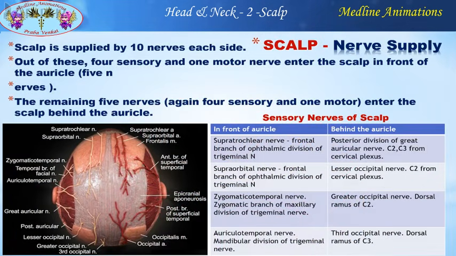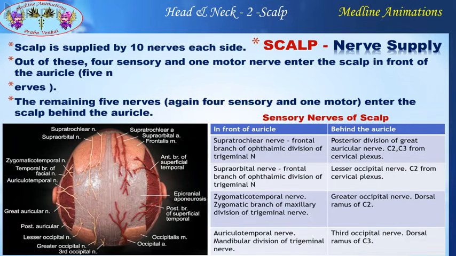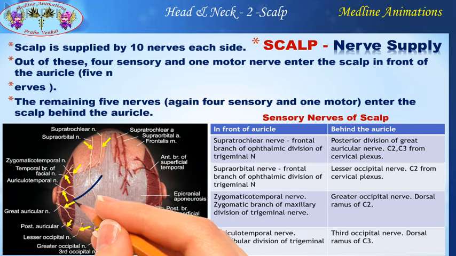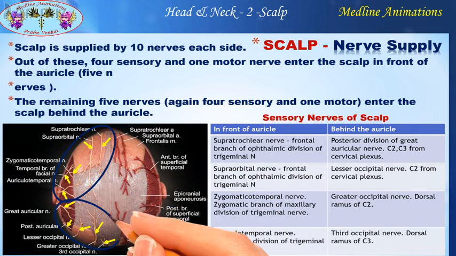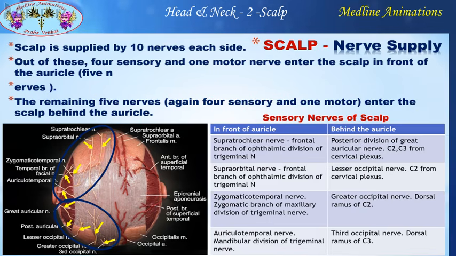Till now, we have seen about the layers of scalp along with the occipitofrontalis muscle. Next, let's discuss the nerve supply of scalp. Scalp is supplied by 10 nerves each side. Out of this 10, 5 nerves supply in front of the auricle and 5 nerves supply behind the auricle. Out of these 5 nerves, 4 nerves are sensory nerves and 1 motor nerve in front and behind the auricle.